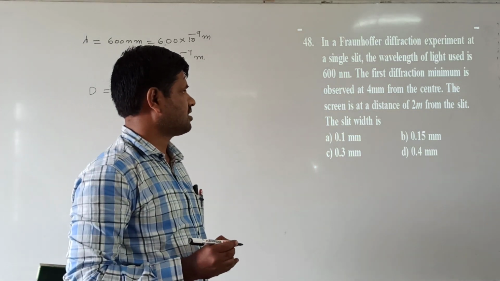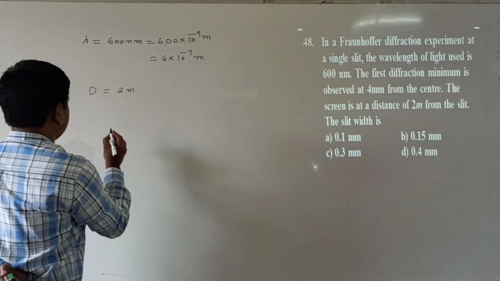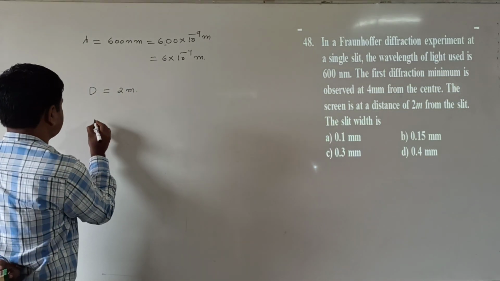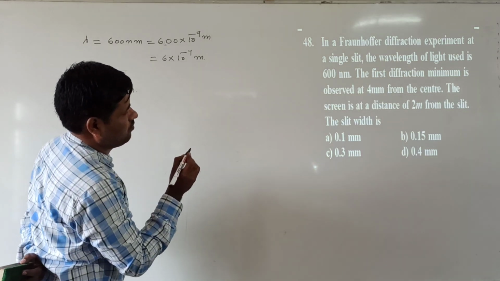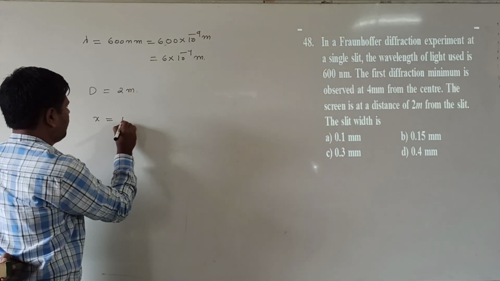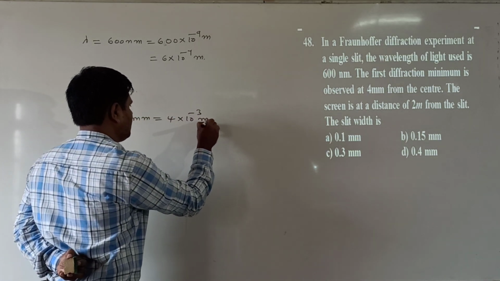The screen is at a distance of 2 meter. The first diffraction minimum is observed at 4 millimeter, which is the x value. That is, 4 millimeter means 4 into 10 power of minus 3 meters.